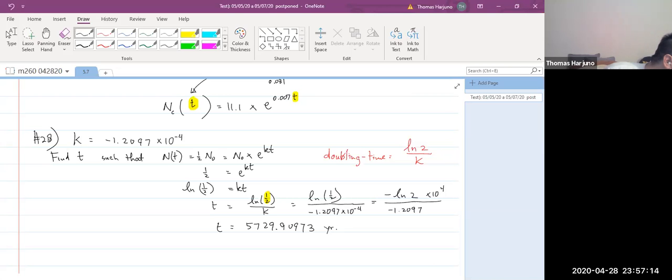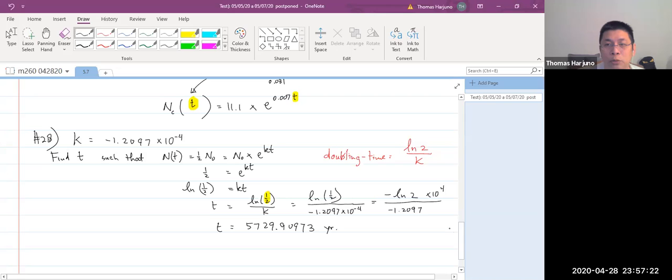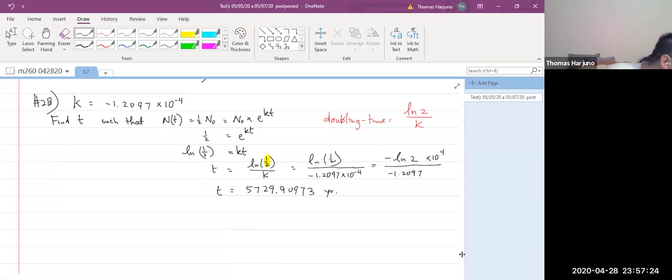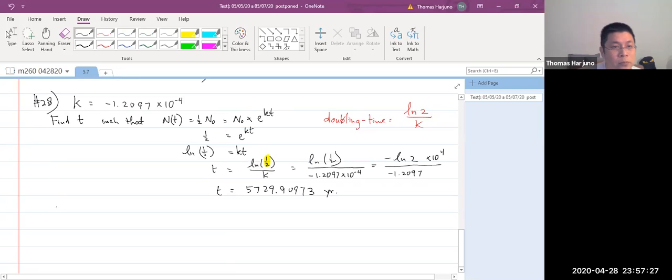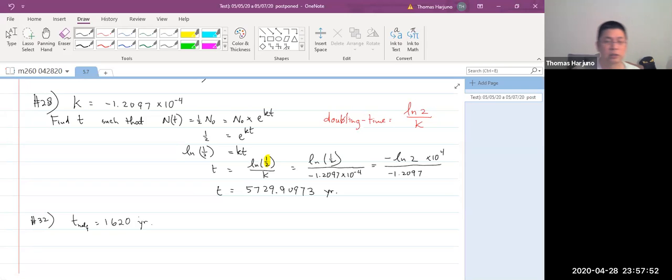Okay, that's for number 28. Now, suppose I use that formula for number 32. Number 32: the half-time of radium-226 is 1,620 years. The question is, how much of a 2 gram sample remains after 1,000 years?